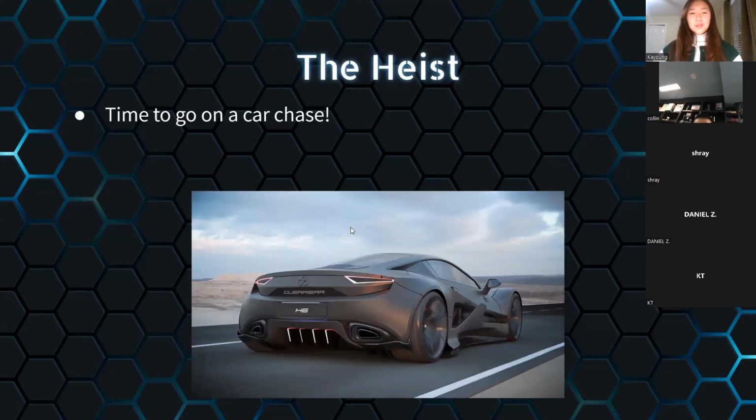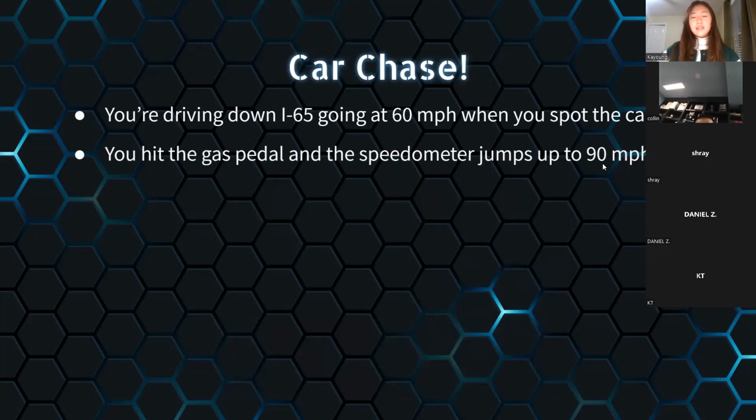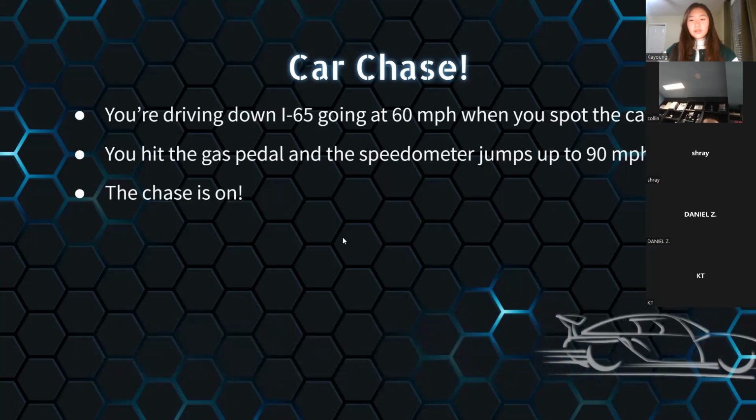So, what happened? Oh, okay. So you're driving down I-65 going at 60 miles per hour when you spot the car. So you hit the gas and you jump to 90 miles per hour. Keep that in mind. The chase is on.